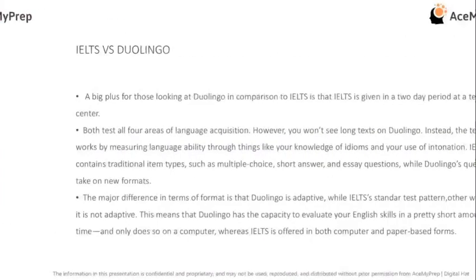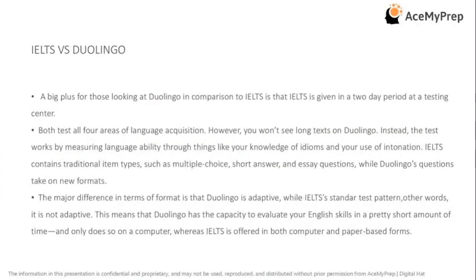So going forward, we have IELTS versus Duolingo. One great thing about Duolingo is it's all in your comfort zone. You don't have to go anywhere. Whereas IELTS is over a 2-day period, since you have to go to a speaking center on another day. So it's basically taking 2 days, right? But this is quite simple. It's just going to take 45 to 60 minutes for you to take this exam.